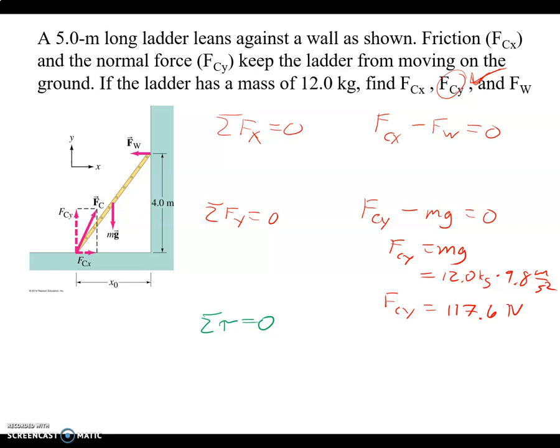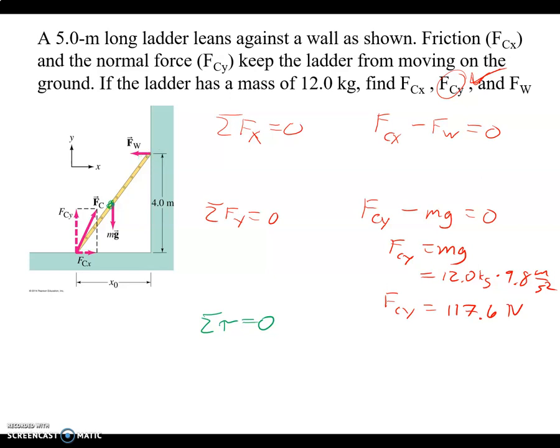Now, to do torque, the first step is to find a coordinate system that will be to our best advantage. So if I choose, for example, up here, then Fw is canceled out of my equations. Why? Because the distance from the pivot to Fw is 0, therefore there is no torque.